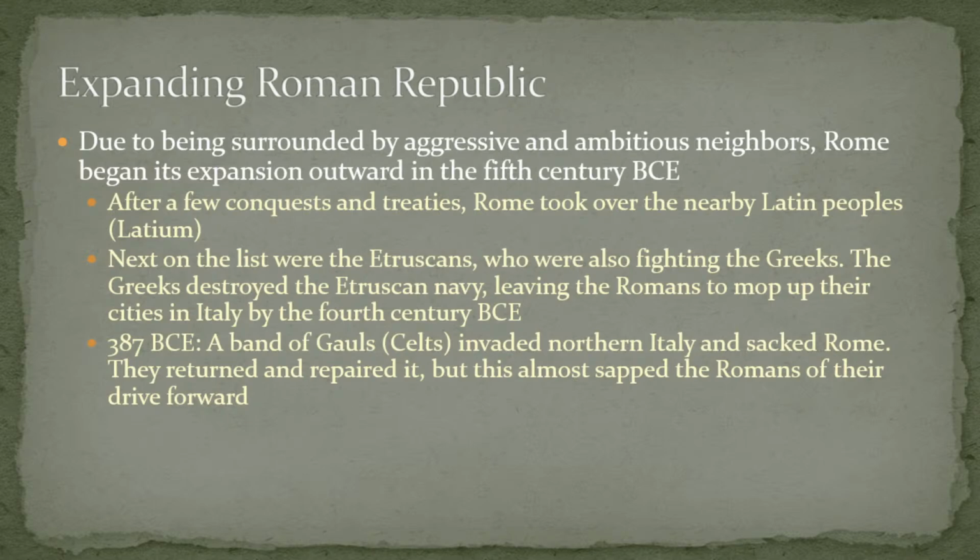But anyway, the Celts are basically all of northern and central Europe at this point. So the group comes down, hits Rome. The Romans had to flee the city because they just were not able to fight off the Gauls. They came back and repaired the city, but it nearly stopped the Roman expansion entirely.